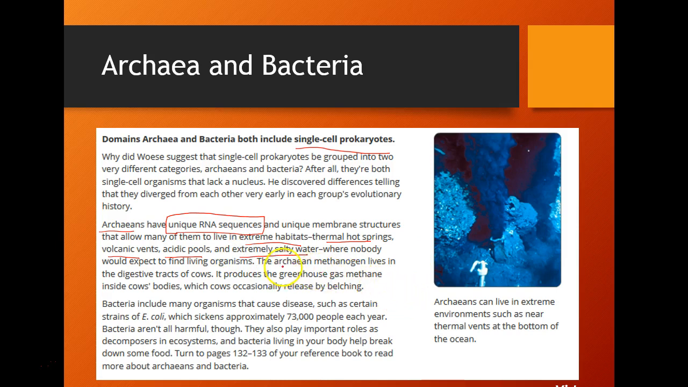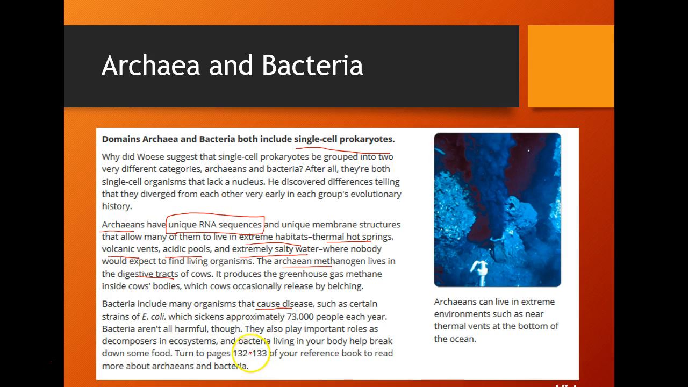Another example would be the Archaean methanogen, which lives in the digestive tracts of cows. It produces the greenhouse gas methane inside cows' bodies, which cows occasionally release by belching. And so we see here that these organisms are unique from bacteria because of their ability to live in these extreme habitats. Bacteria are organisms that cause disease.